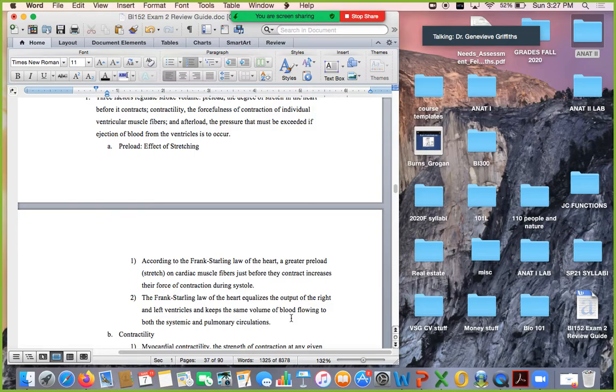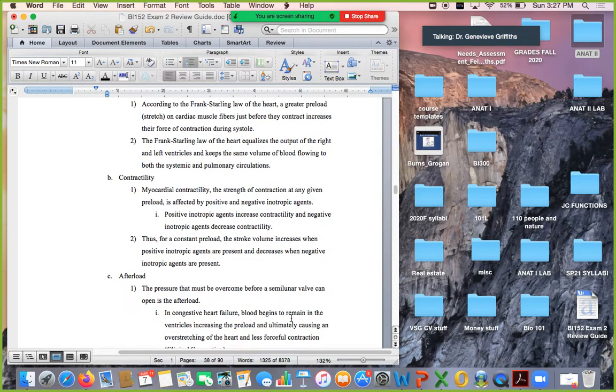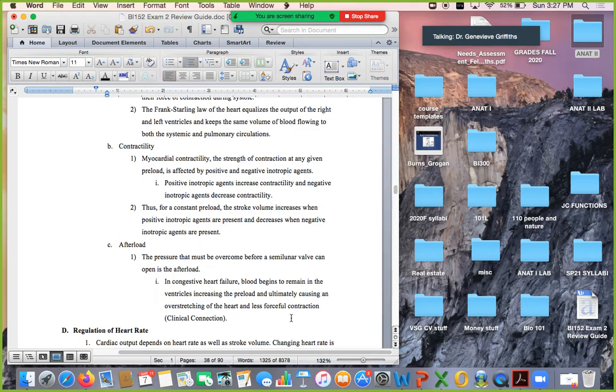So the same amount of blood is flowing into the lungs as is flowing into systemic circulation and feeding the rest of the body. Now, contractility is the actual strength of the heart during the contraction, and it can be affected by a couple of different things, including positive inotropic or negative inotropic agents. And if we have a constant amount of preload, the preload hasn't changed at all.